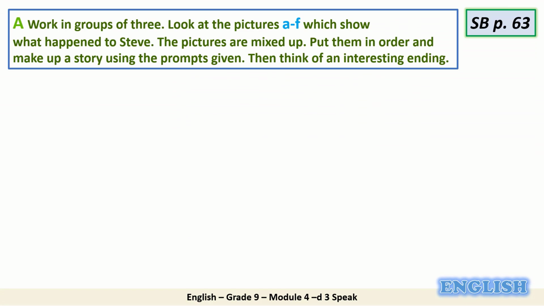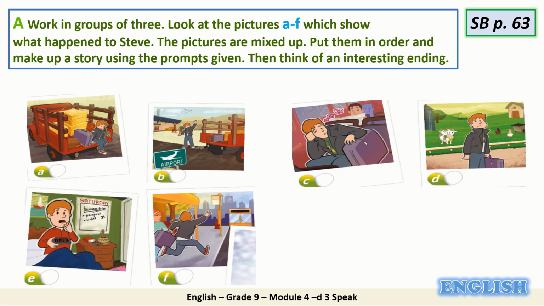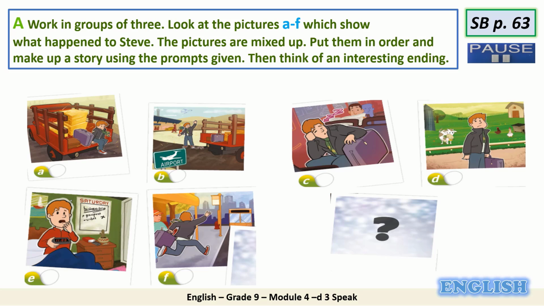A. Work in groups of 3. Look at the pictures A to F, which show what happened to Steve. The pictures are mixed up. Put them in order and make up a story using the prompts given. Then think of an interesting ending. You can stop the video, order the pictures, then check your answers.